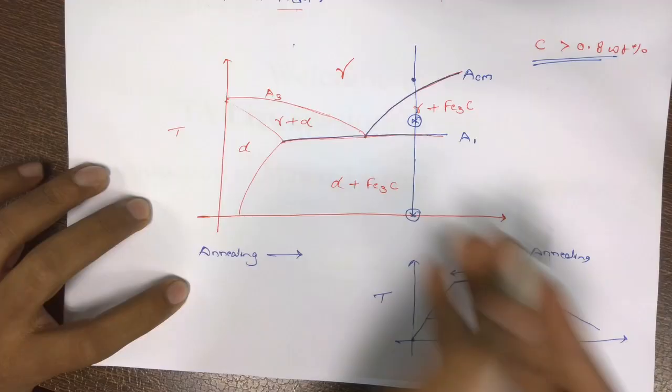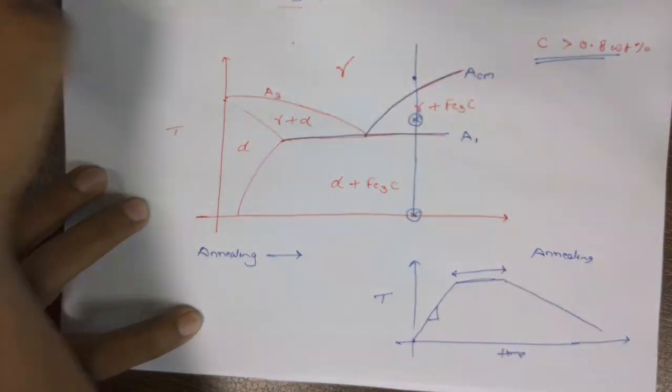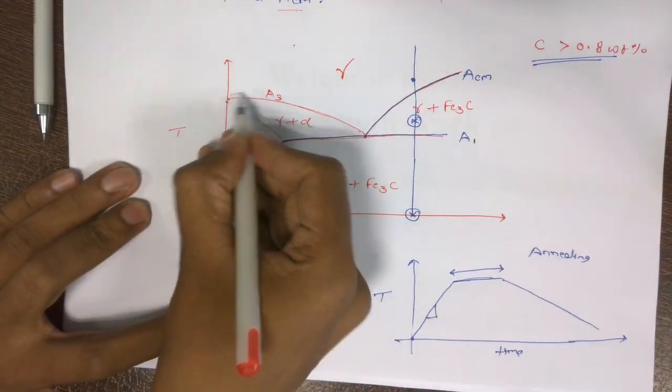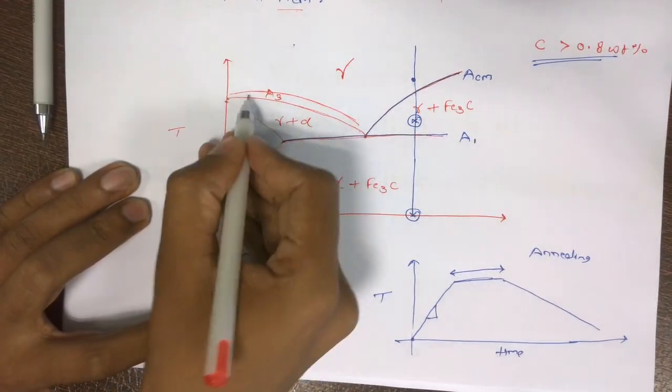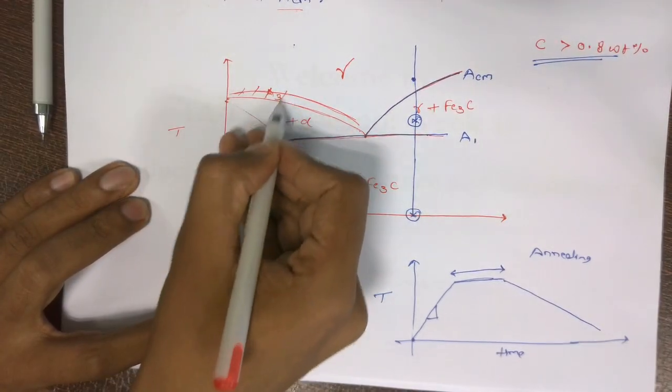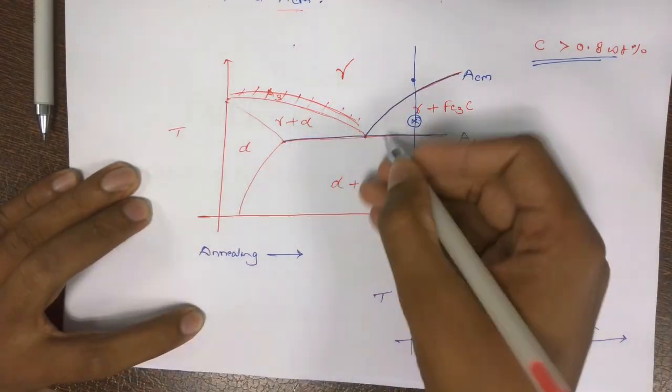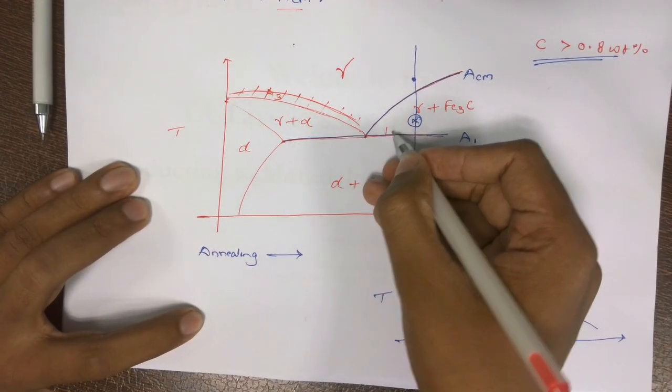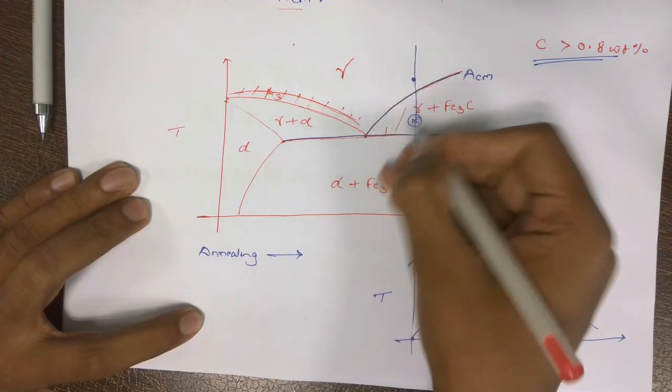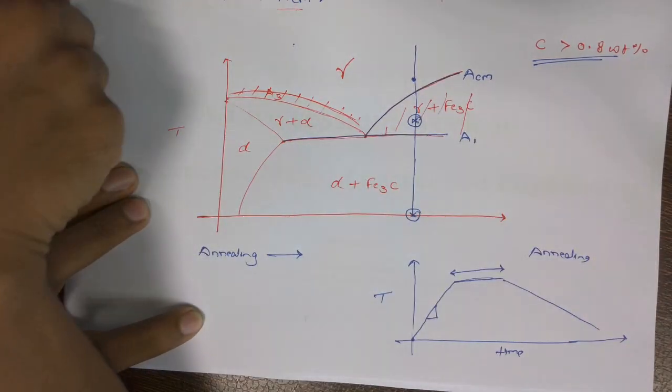So if I talk about annealing, in the case of hypoeutectoid steel we usually perform it above A3, somewhere over here, in this particular temperature range. But when we come to hypereutectoid steel, then we perform it in between. Now what is the reason behind that?